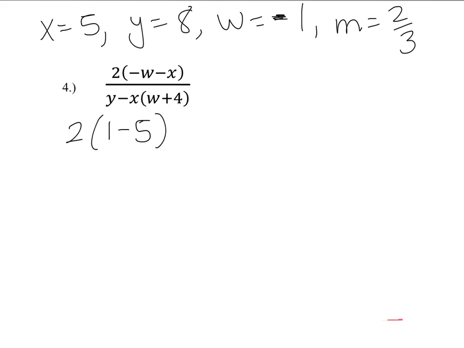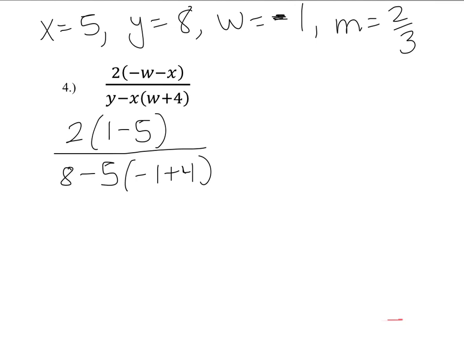Again, you have a fraction bar. Write the fraction bar and write what goes on the bottom. So now I have y is 8, so I have 8 minus x is 5. You have in parentheses w plus 4, so that's negative 1 plus 4.